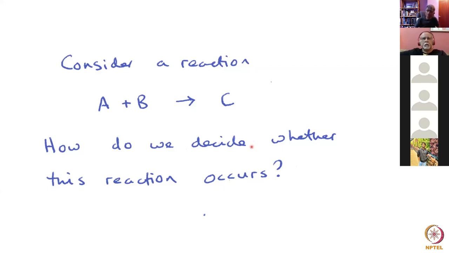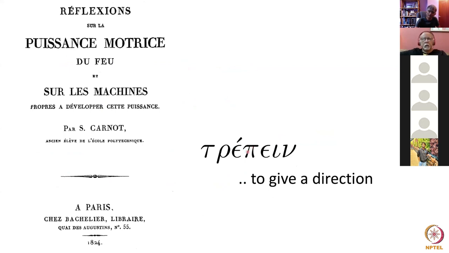Carnot many, many years ago who started to address this question. And he noted, for example, that even when there is no enthalpy change, reactions can happen. Okay, so there's something missing. And he defined that as entropy. This is the Greek root of entropy, which means to give a direction. Exactly the question I was asking earlier: will this reaction happen? And how can I define a quantity which says this reaction will happen spontaneously in this direction?